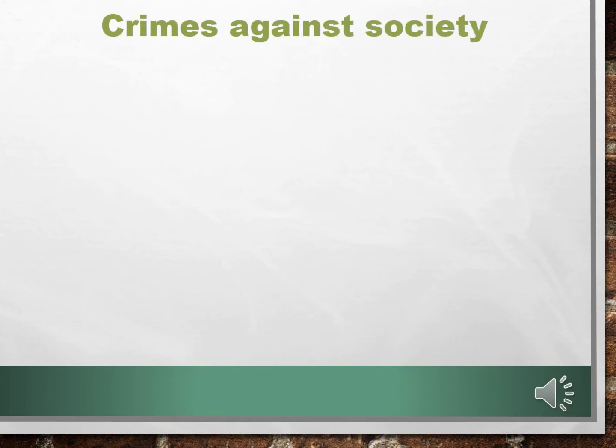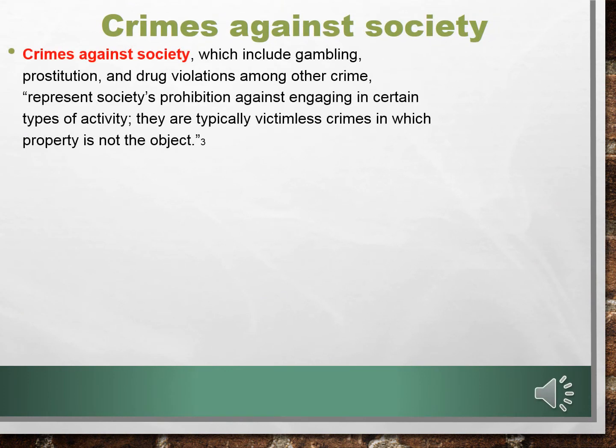Our final category is crimes against society, which include gambling, prostitution, and drug violations, among many other crimes. These represent society's prohibition. You can't do these things. We do not want you to engage in certain types of activity. They are typically victimless crimes in which property is not the object.